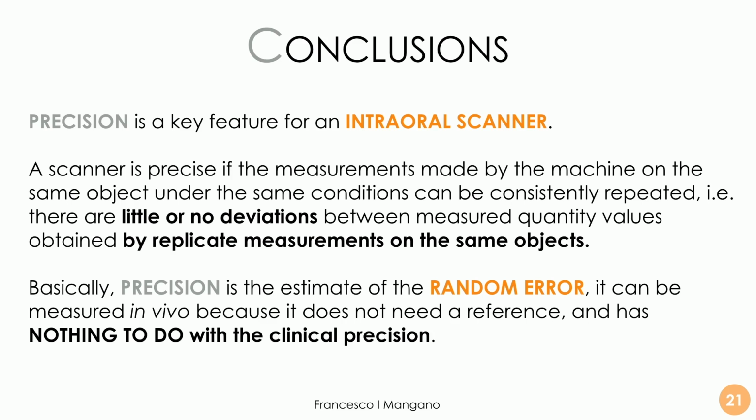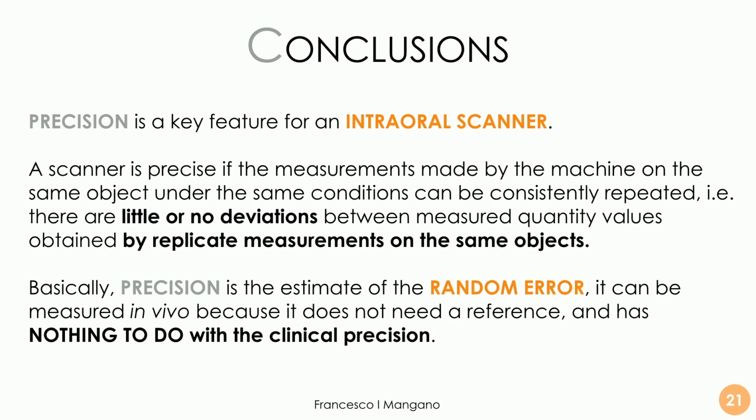Of course there are variables like the operator, the patient, the movement of the patient, the environment, the light condition, and all these variables can create a problem for us. But if we have a very reliable machine, a very reliable technology of acquisition, a very reliable mesh construction, repeatable in the results, then we are lucky because we don't have to face some problems, and we can have little or no deviation between the quantity measured. And this is precision basically.